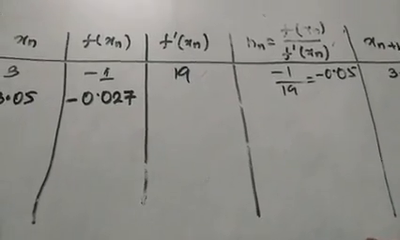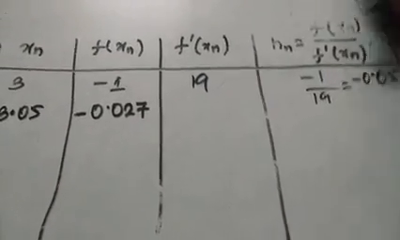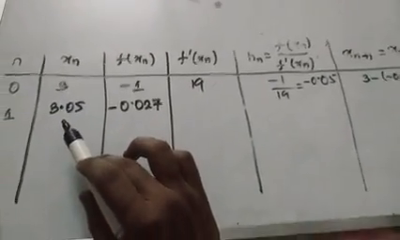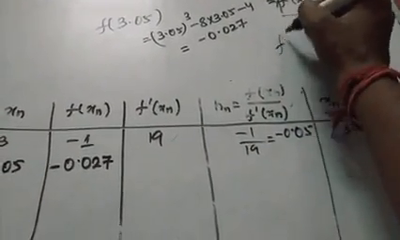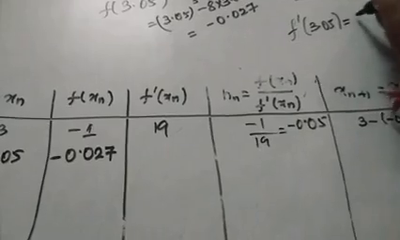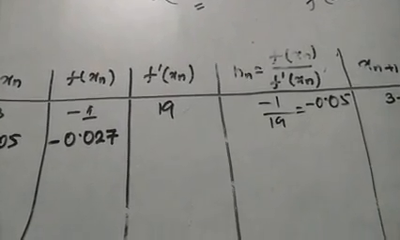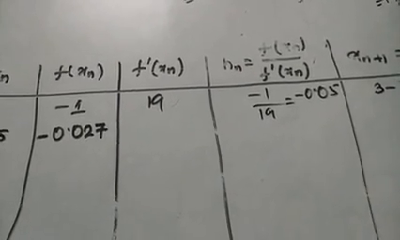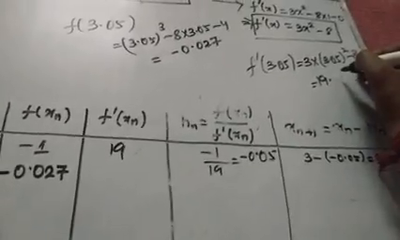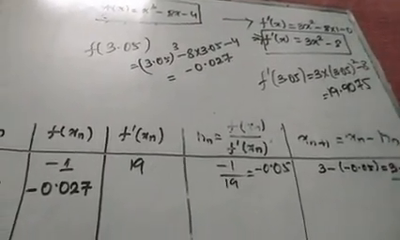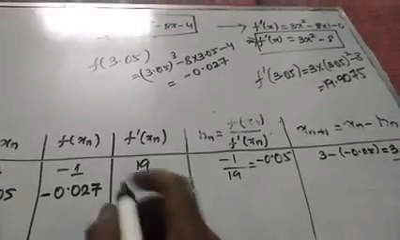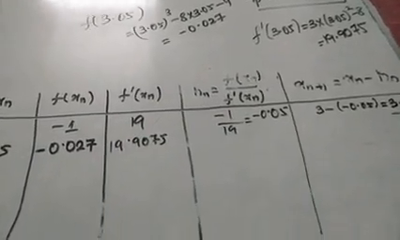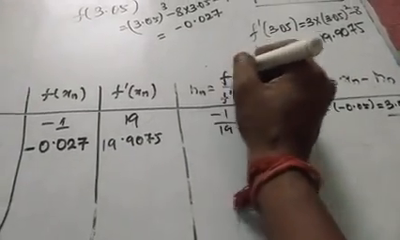Now f'(xn), that is, we have to find f' at the point 3.05. So let's start. f'(3.05) equals 3 into 3.05 whole square minus 8, and that value is 19.9075. Now we have to find the division.